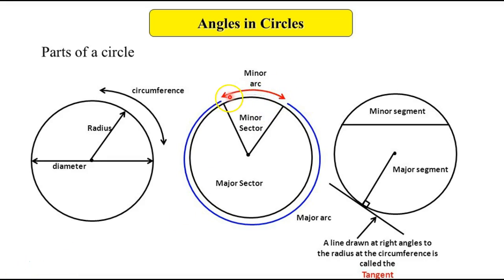All right, so a minor arc is less than 180, and a major arc is more than 180, and exactly 180 will be a semicircle. And a tangent has to be a line. A tangent is always perpendicular to the radius or diameter of a circle.